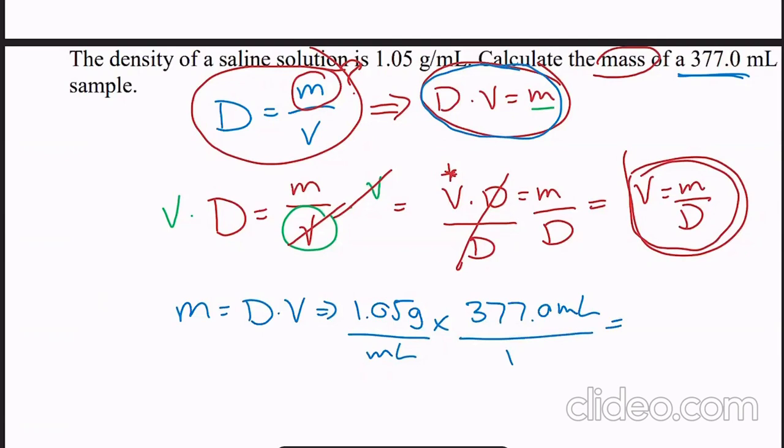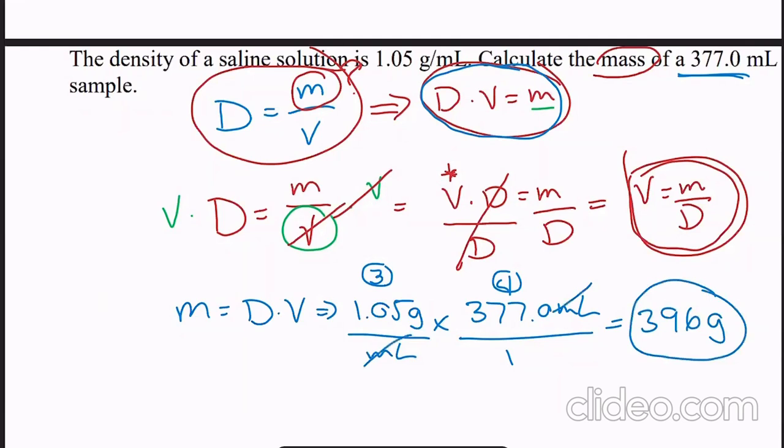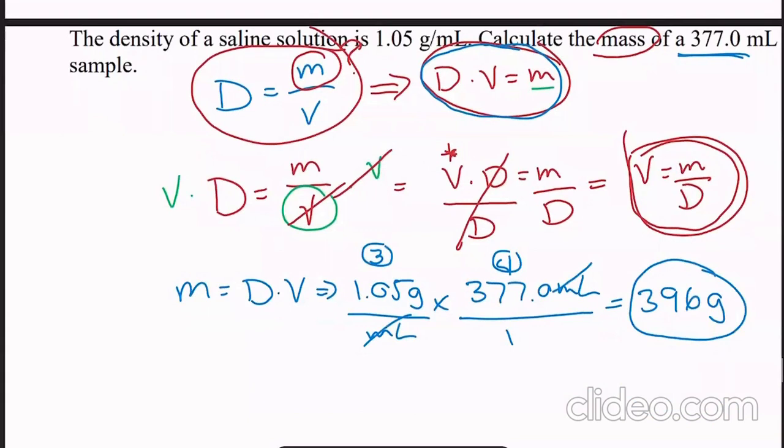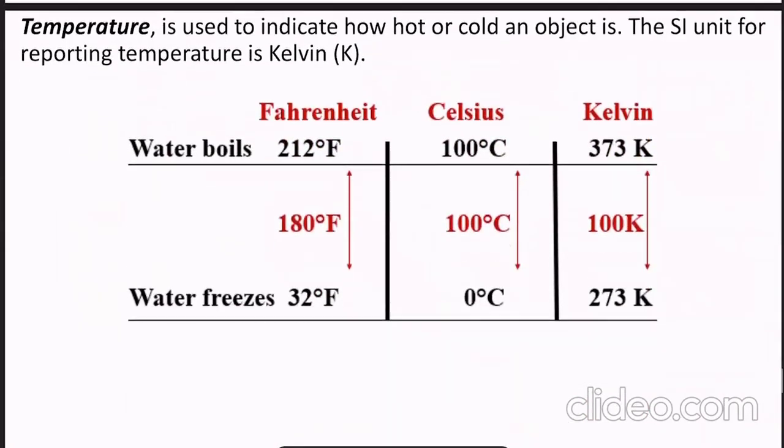Then we can calculate this out. We get 1.05 times 377.0. Let's see. 3 significant figures, 4 significant figures. My answer is going to be 3 significant figures, 396 grams, because these milliliter units will cancel out. So you may be asked to do that at some point.